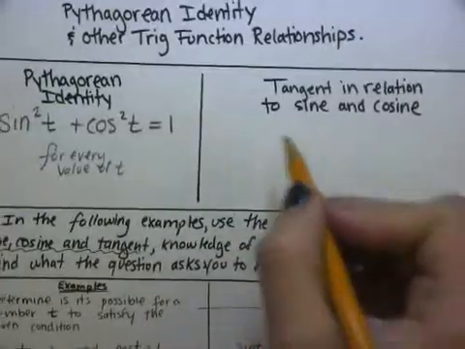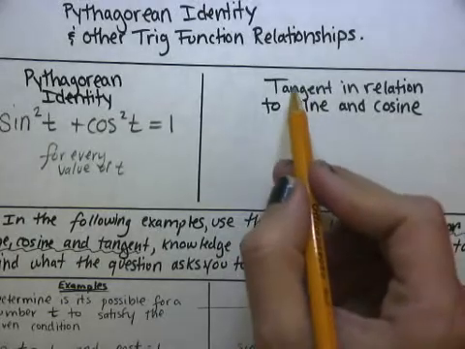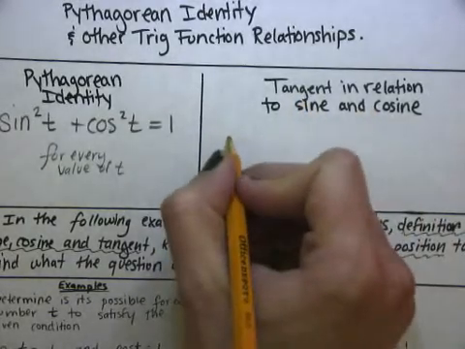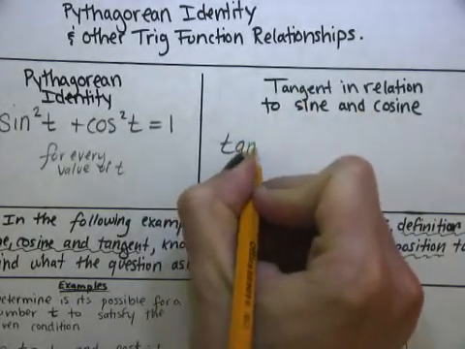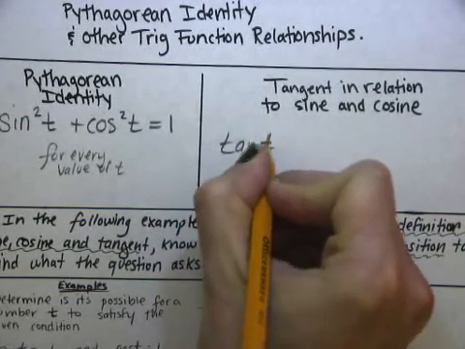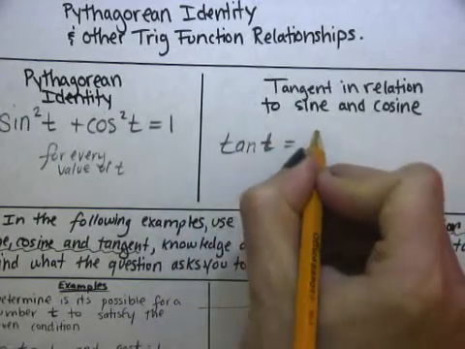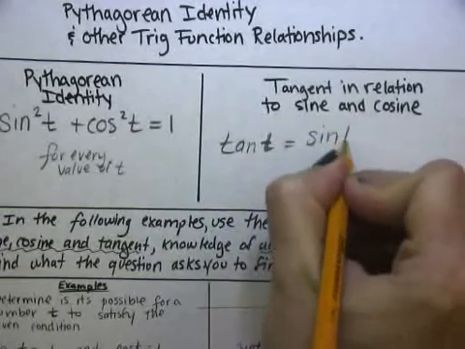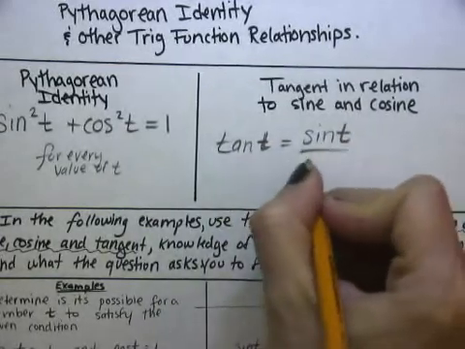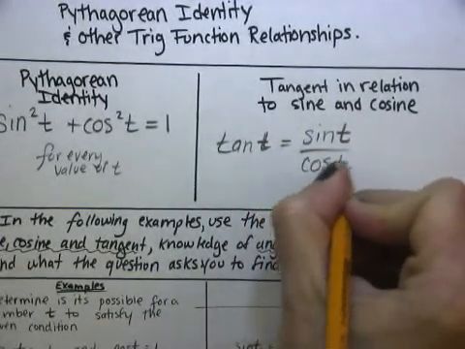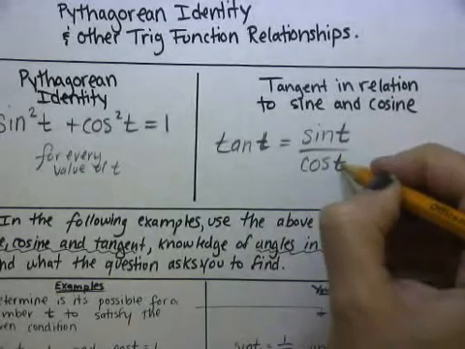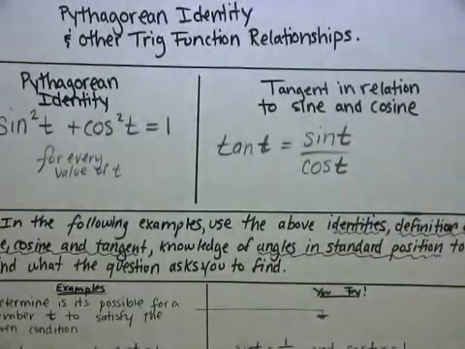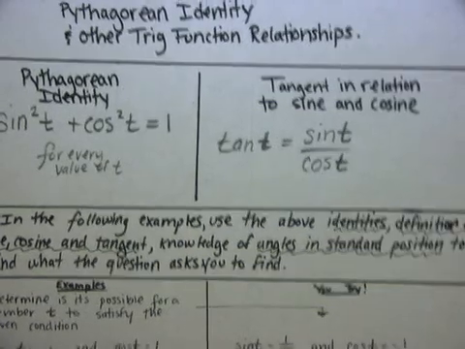Our other identity is our relationship of tangent to sine and cosine. So we know that the tangent of any angle, again we'll use t to represent our angle, is just sine of that same angle divided by cosine of that same angle. And again, t is just a common variable that we use to represent some angle measure in radians.